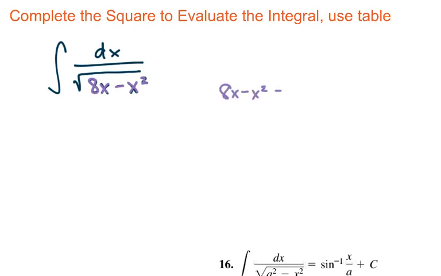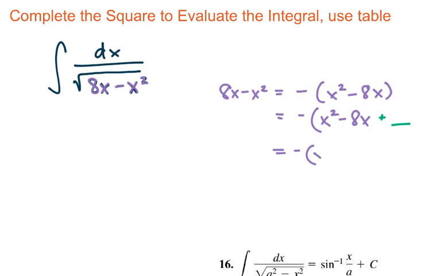8x minus x squared. Well, I can factor a negative out. That would be negative x squared minus 8x. And we want to look at completing the square. So that means I want to add some magic number to make this a perfect square trinomial. The way we determine that magic number is we take this value b, negative 8, divide it by 2, b divided by 2, and then square it. So negative 8 divided by 2 is negative 4. Squaring that gives me 16.